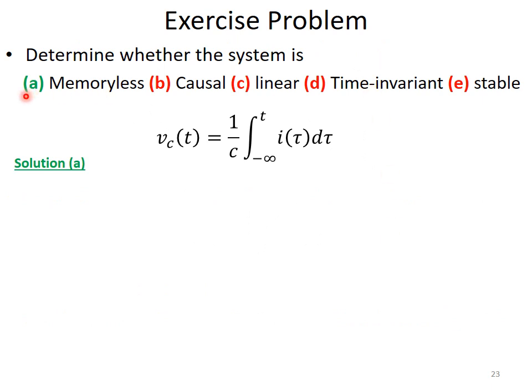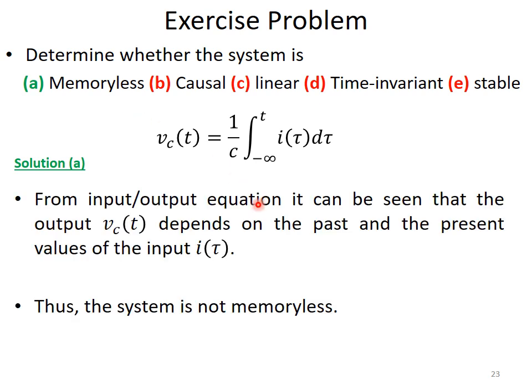With the first part, whether it is memoryless or has memory, quite clearly you can see the input output relationship contains an integral, right? And whenever we have integrals or derivatives in the equation, the system is a memory system. So from the input output equation it can be seen that the output Vc of t depends on the past and the present value of the input. Therefore the system has memory, it is not memoryless.